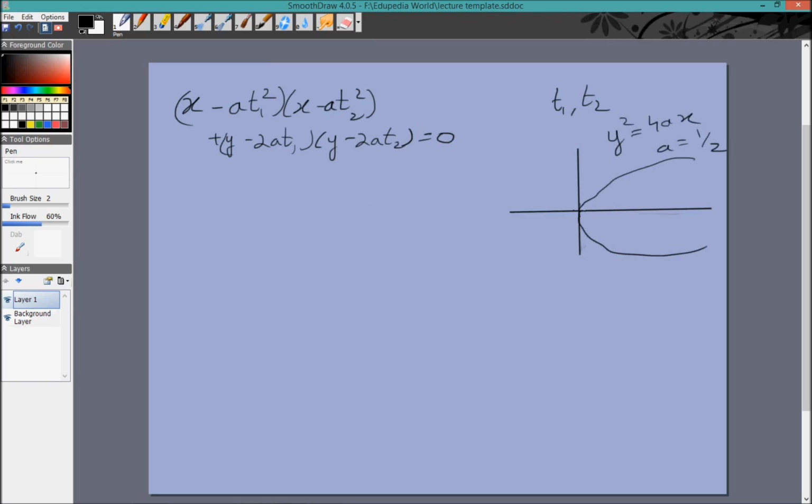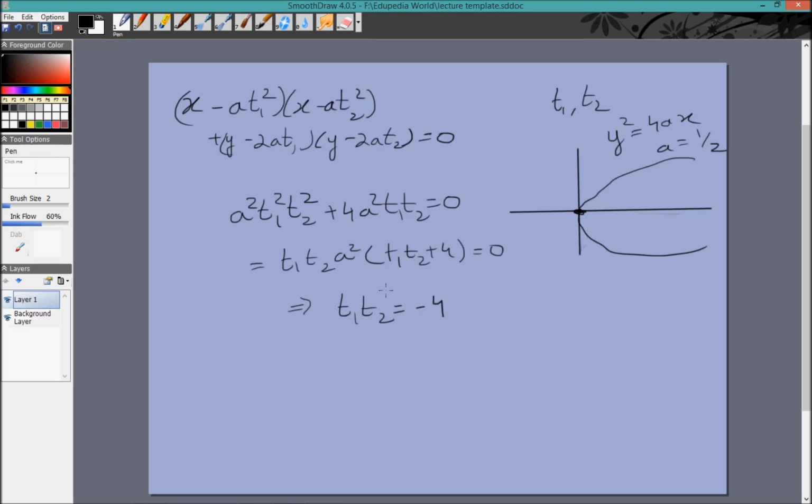If this passes through the vertex which is the origin, that means this equation should be satisfied when x and y are 0. So that means a squared t1 squared t2 squared plus 4a squared t1 t2 equal to 0, which gives me a squared t1 t2 times (t1 t2 plus 4) equals 0, which gives me t1 t2 is equal to minus 4. So this is the first equation we get, t1 t2 is equal to minus 4.